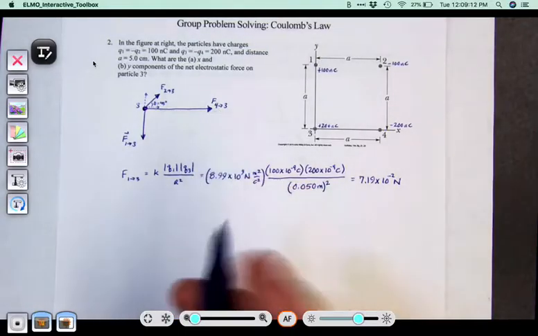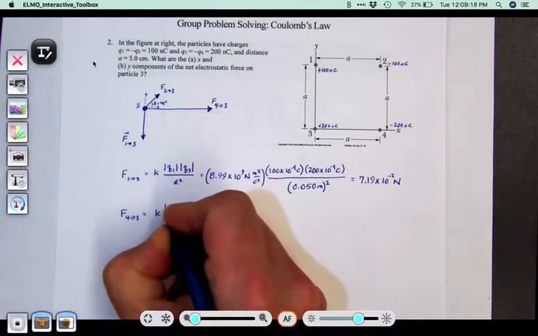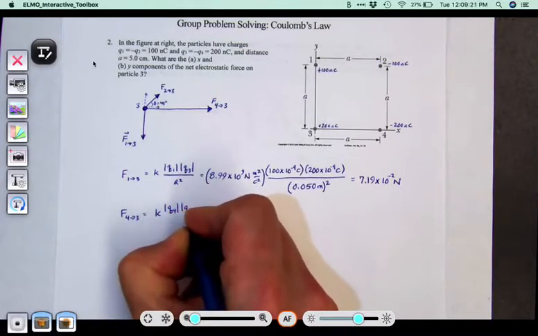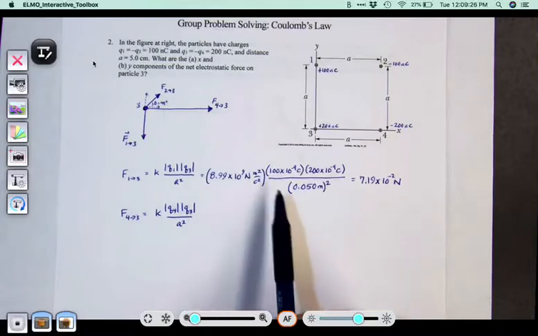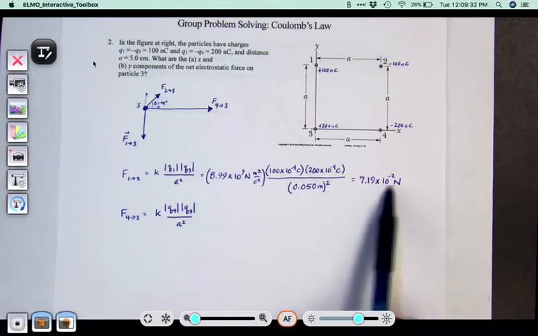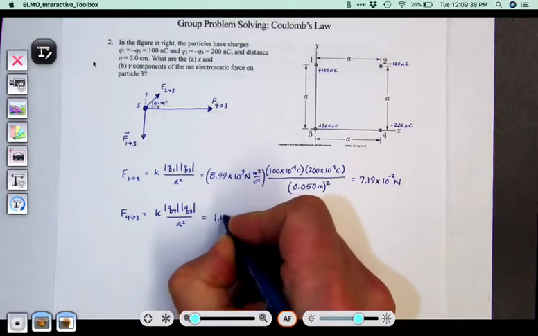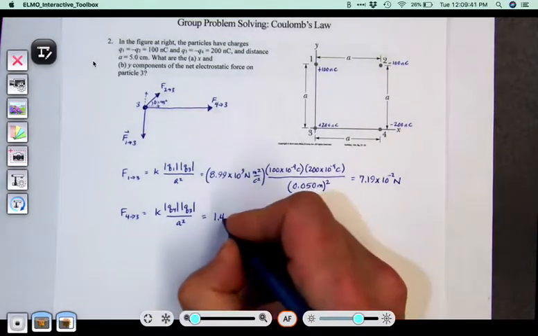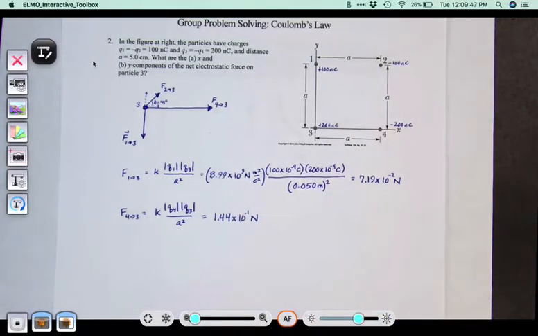Moving on, let's calculate the force that 4 puts on 3. Well, that's K times Q4 times Q3 over A squared, but I don't want to do any work here. The only difference is 4 is twice as big as 1, so my answer is going to be twice as big as what I had before. Put that in your calculator, and you get a force of about 1.44 times 10 to the negative 1 newtons. Here I'm keeping 3 sig figs per answer. Sometimes it's helpful to keep more until you get to your final answer so you don't have any rounding problems when you get the final answer.